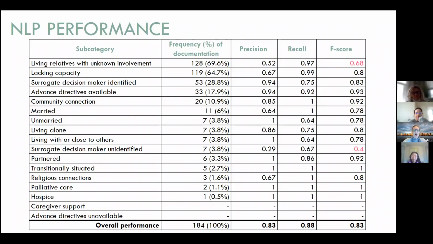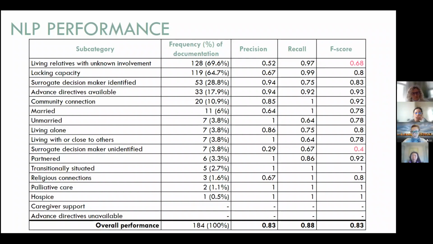And you could see I actually highlighted this one in red because we only had 2 categories that the NLP really had a hard time picking up on, and you could see that with the F score over in the last column. So the F score, again, is the overall sort of harmonic mean that tells us how well the NLP is doing in terms of picking up these different categories. And the 2 that really underperformed or performed less well than we would like to see is the living relatives with unknown involvement, the largest category, and also surrogate decision maker unidentified.